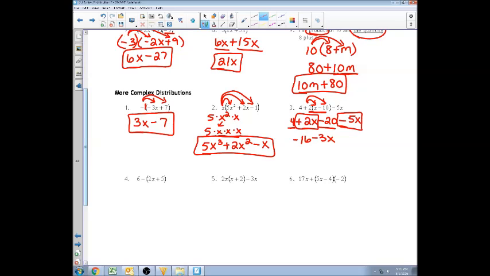And remember, like we talked about on problem number 9 above, we want to put whatever has the variable in front. So it'll be negative 3x minus 16. Just get used to writing things in standard form.